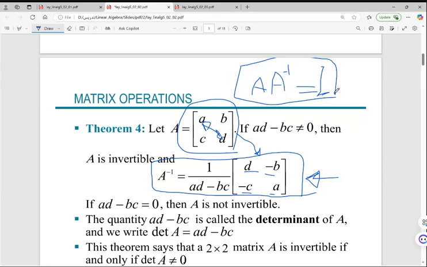So the inverse of A is A minus 1 and the inverse of A minus 1 is A, right? So A and A minus 1 are inverses of each other. The inverse of A is A minus 1, and the inverse of A minus 1 is A.